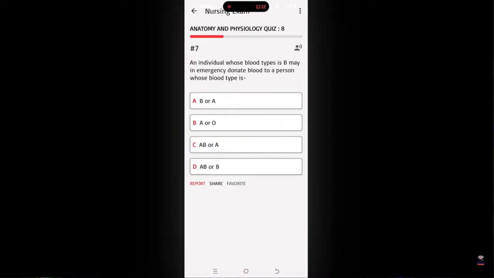An individual whose blood type is B may in emergency donate blood to a person whose blood type is A, B or A, B, A or O, C, A, B or A, D, A, B or B. Correct answer.